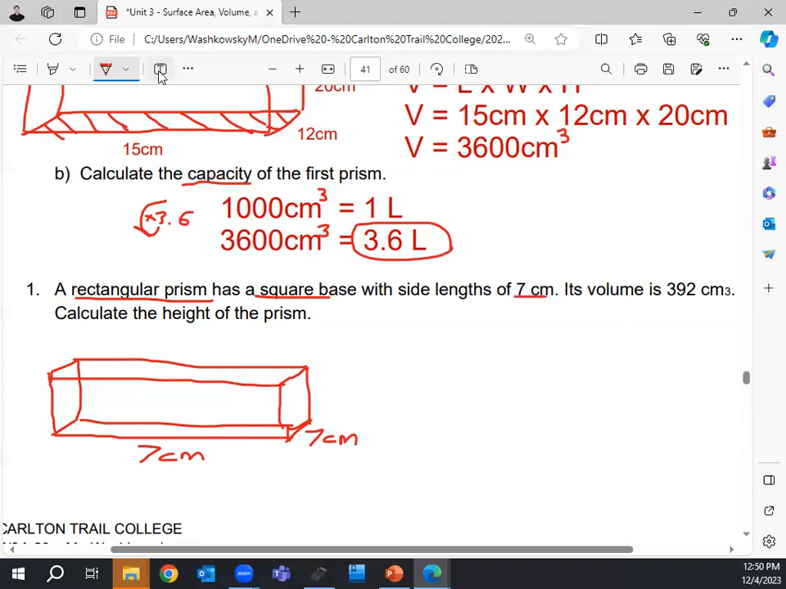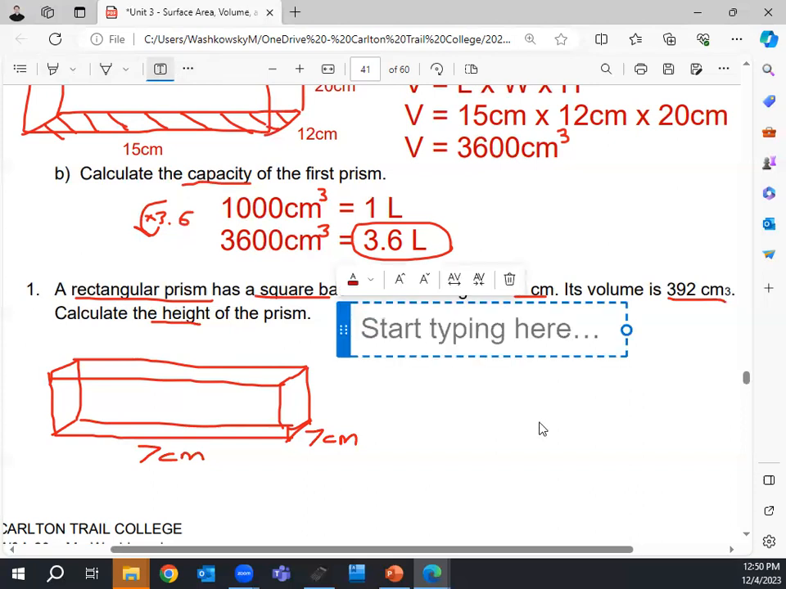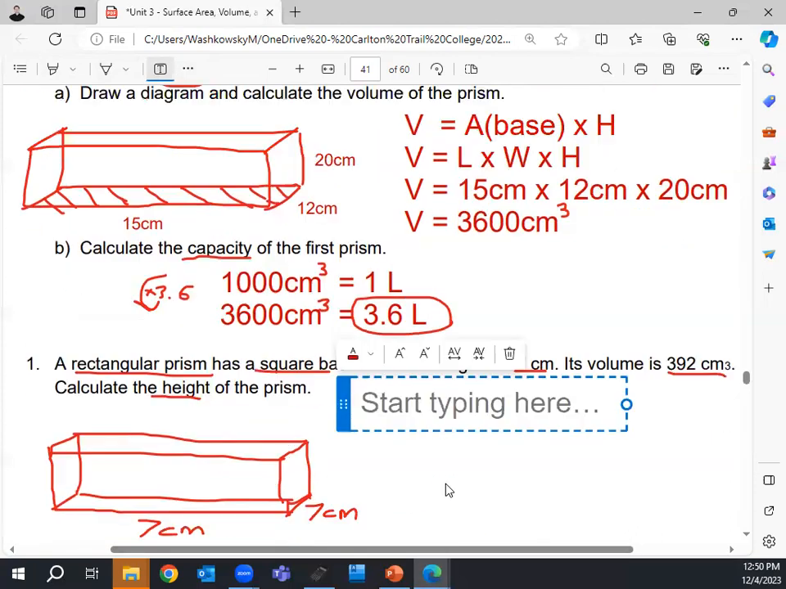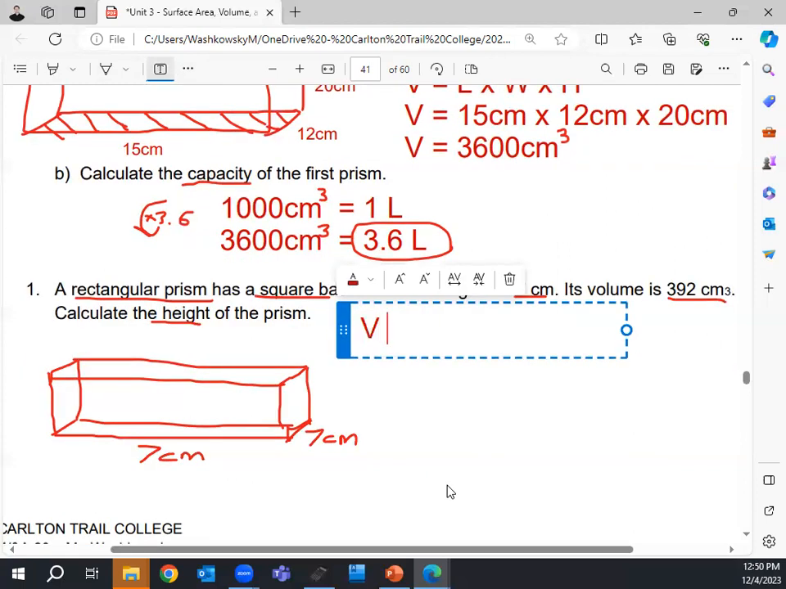So what it's saying is the volume itself, they're telling me what it is. It's 392, and they want you to find the height of this. Well, just like before, I know the volume is the area of the base times the height. So let's just put that in. So the volume is equal to the area of the base times the height.